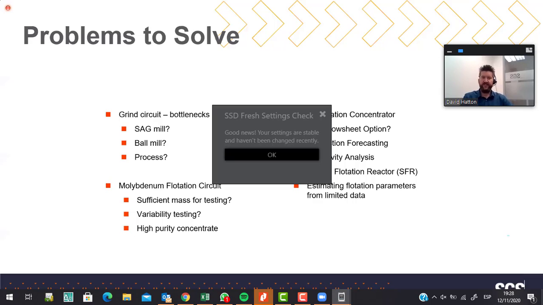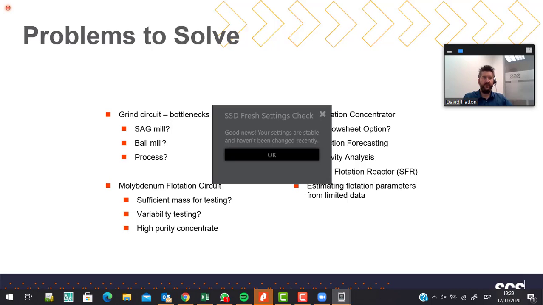On the copper side, we needed to select the best flotation circuit. We started with about 25 flotation circuits, and how do you evaluate which one is best? So we had to come up with a methodology for that. Then we used that for the production forecasting, and we'll do a sensitivity analysis and show why we chose the circuit that we chose.